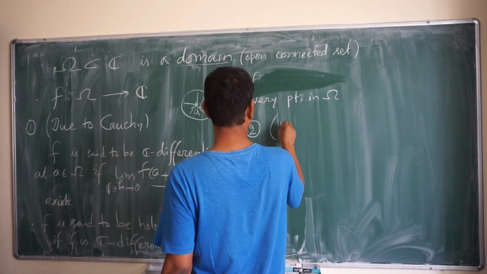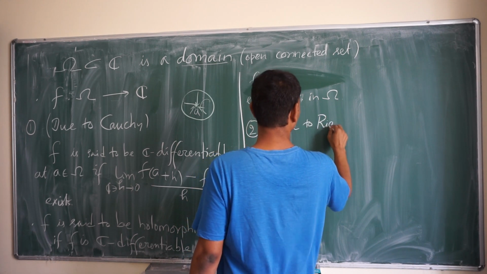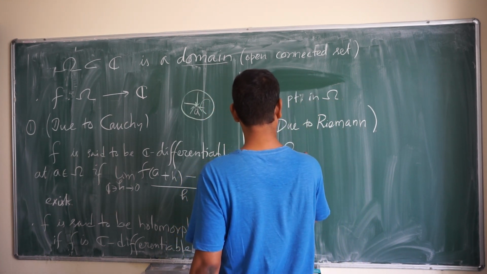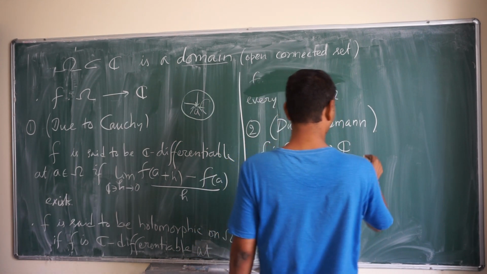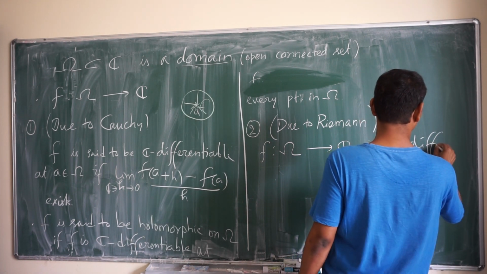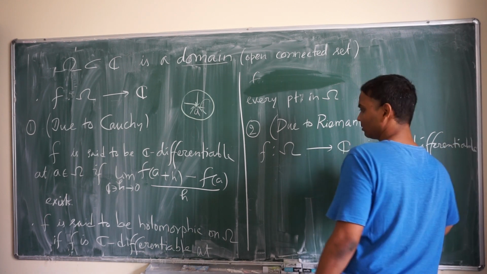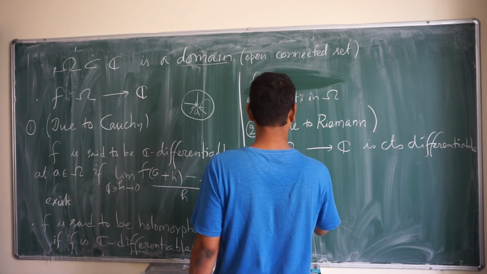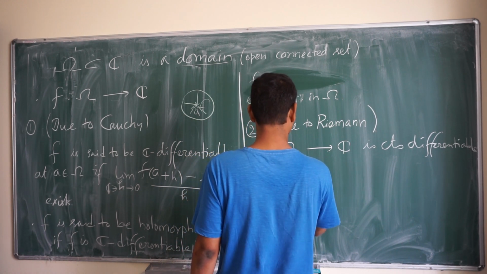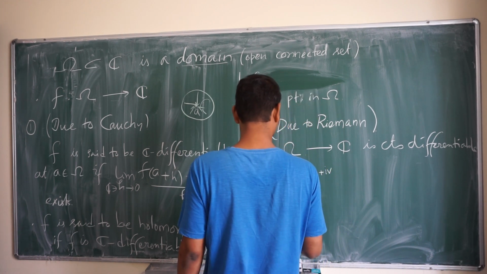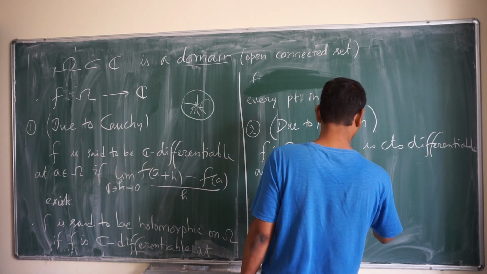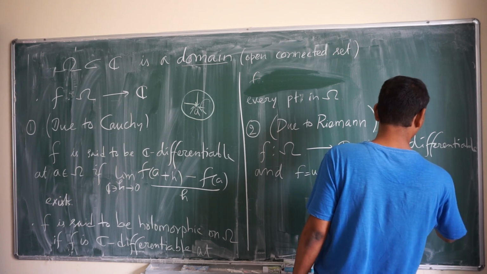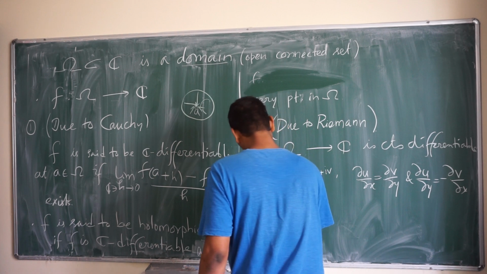The second approach was due to Riemann. So he assumes f from omega to C is continuously differentiable, which means the first order partial derivatives are all continuous, and if f equals u plus iv, then del u by del x equals del v by del y, and del u by del y equals minus del v by del x on the whole of omega.